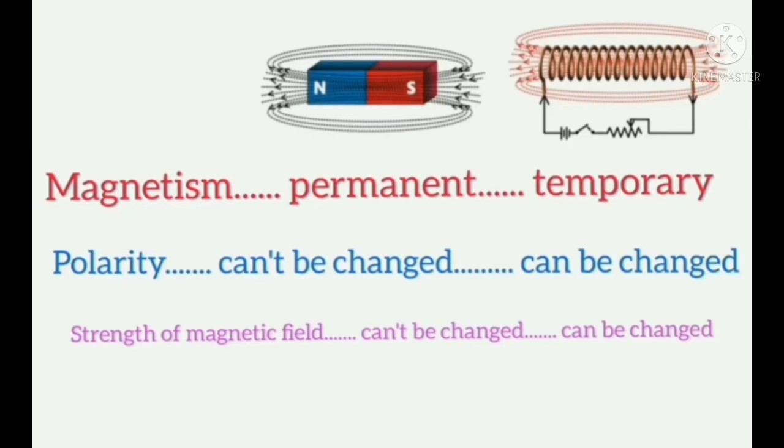First one we see magnetism. Bar magnet is permanent magnet, but electromagnet is temporary magnet. In the case of polarity, in bar magnet it cannot be changed, but in electromagnet it can be changed. The strength of magnetic field, in the case of bar magnet it cannot be changed, but in the case of electromagnet it can be changed. Okay. That is the difference between bar magnet and electromagnet.